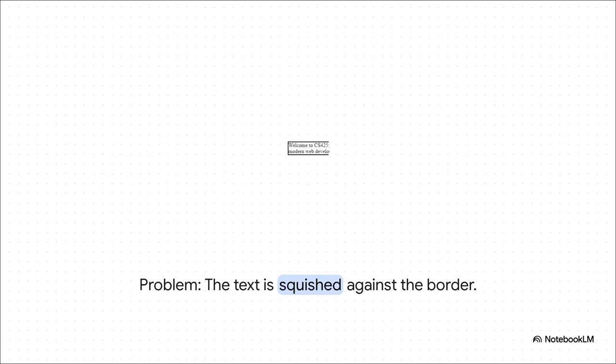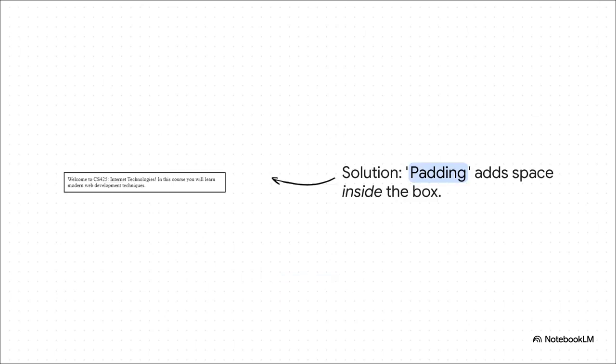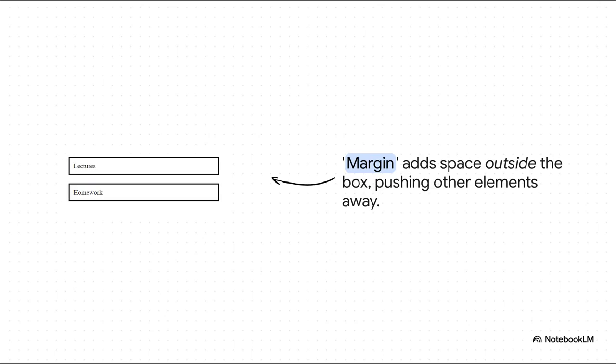Okay, here's a problem I'm sure you've seen a million times. You put a border around something and the text inside is just squished right up against the edge. It feels cramped, it's hard to read, it just looks bad. The solution? Padding. All we do is add some space inside the box, creating this nice little buffer between the content and the border. See? It gives the text room to breathe. And what if you want to create space between two different boxes? That's where margin comes in. It adds space outside the box, pushing other elements away. And honestly, getting a handle on padding and margin, that is absolutely fundamental to creating those clean, organized layouts we all love.